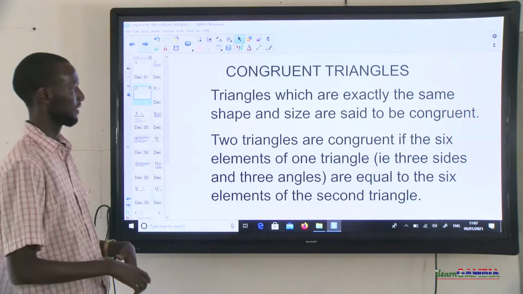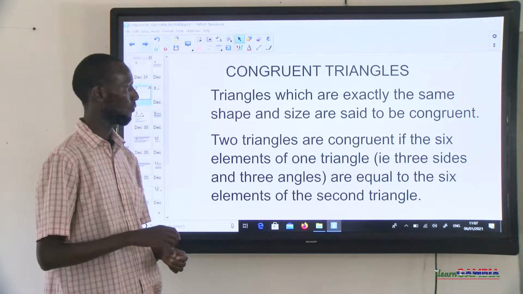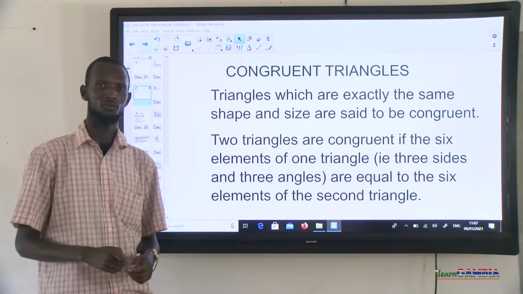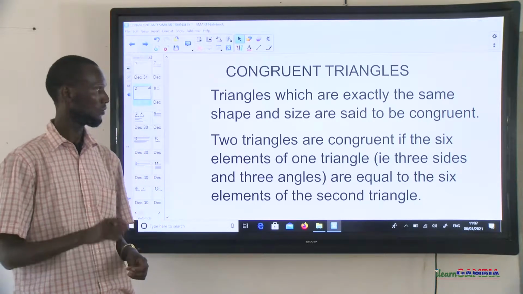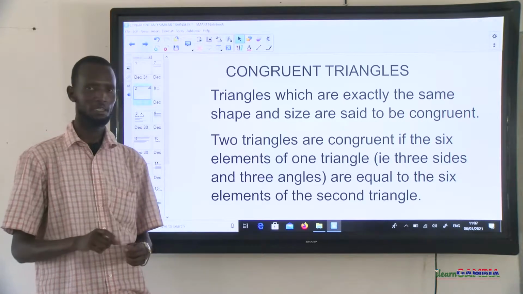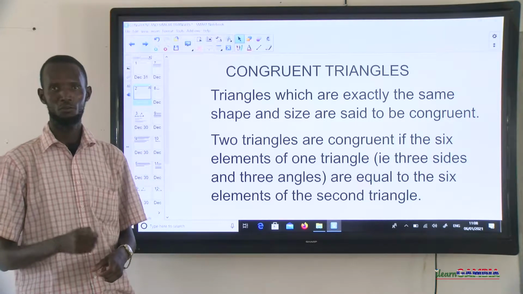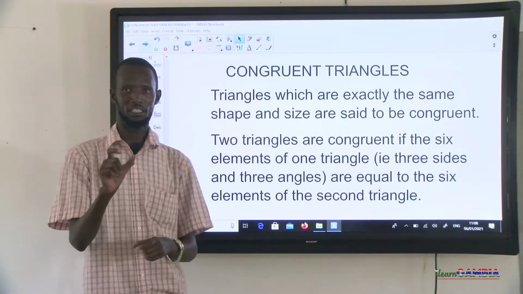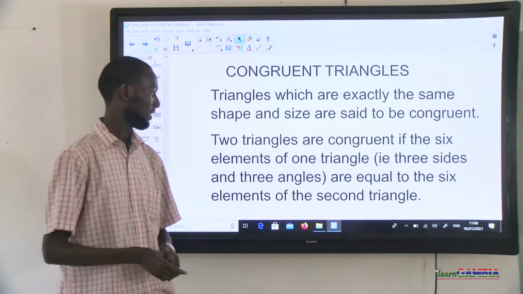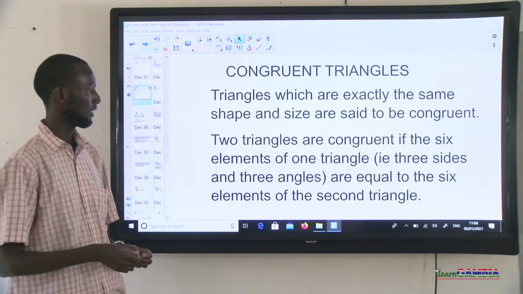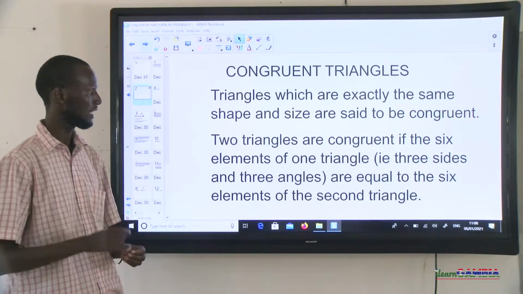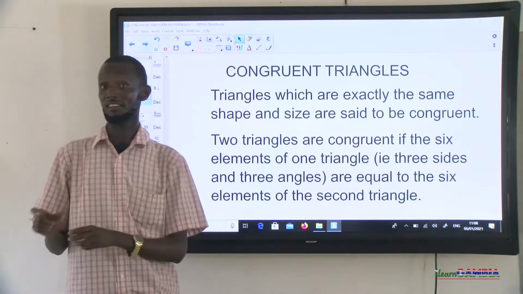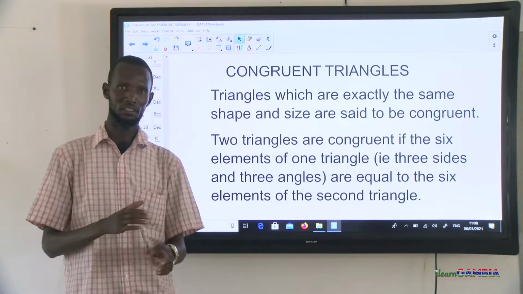Going by our first slide here, it says triangles which are exactly the same shape and size are said to be congruent. So triangles which have exactly the same shape and also the same size are what we call congruent triangles. That's a condition there: the triangles need to be the same shape and also the same size. Then it says two triangles are congruent if the 6 elements of one triangle, that is the 3 sides and 3 angles. We know that every triangle has 3 sides and also 3 angles. That makes it 6 elements.